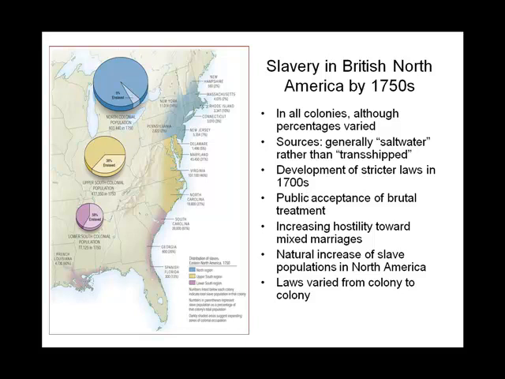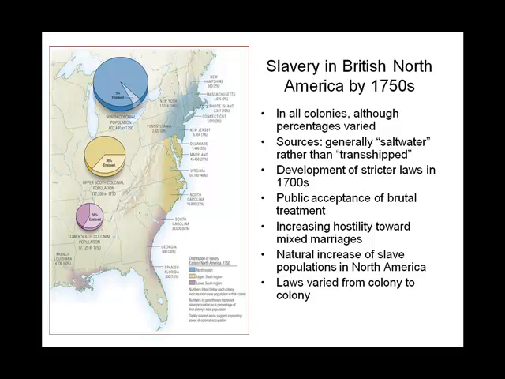So let's take a quick look at the British colonies. By the 1750s, I'm not going to go back and look at what we talked about in the previous module, this development of slavery, but what is it going to look like by the 1750s? And this map is a very good example. I hope you can all see it, the comparisons that they're making in terms of population.